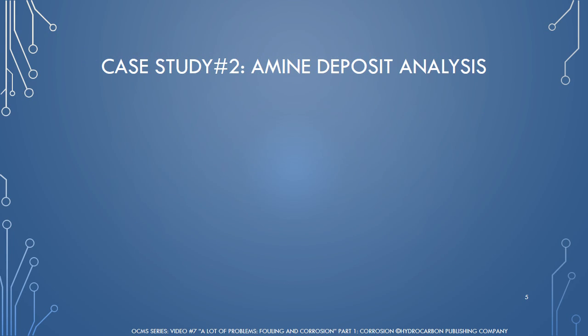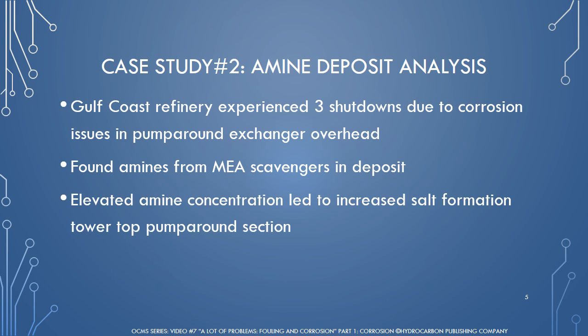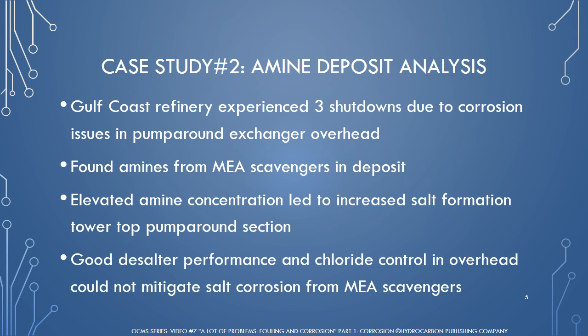A refinery in the Gulf Coast once experienced 3 CDU shutdowns over 2 years caused by corrosion in the pump-around exchanger overhead. While an analysis of the deposits found amines from the neutralizer and the plant amine from the refinery acid gas removal unit, surprisingly, amines from MEA scavengers used to treat hydrogen sulfide upstream were found. This led to increased salt corrosion. Even though the refiner had good chloride control and desalter performance, amines from MEA scavengers still caused salt formation and subsequent corrosion in the tower top pump-around section.